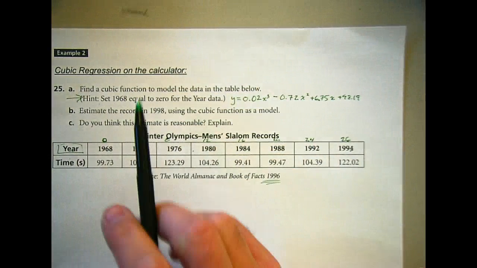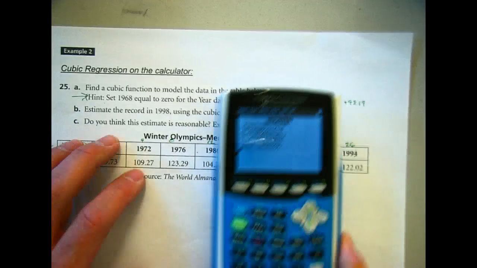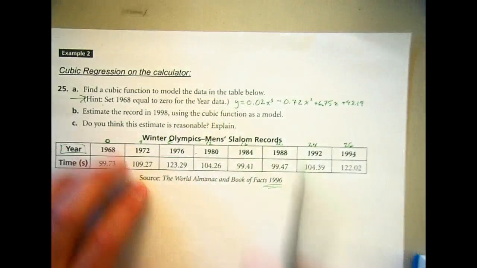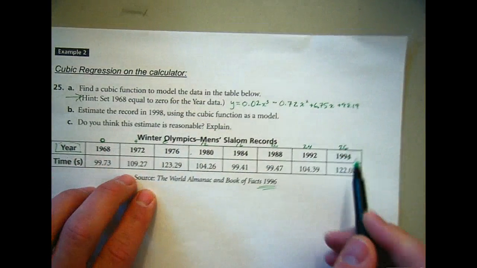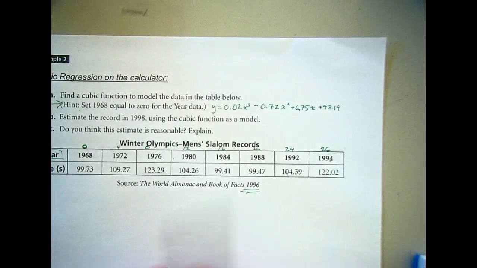All right, estimate the record in 98 using the cubic function as a model. There's a couple ways we can do that. One is we could actually put in what value for x. What year is 98?